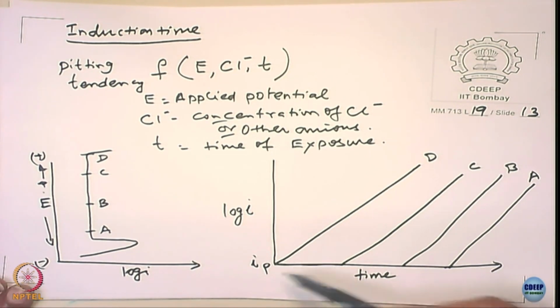So what does it mean? If you hold it at D, the pit starts immediately, it does not take more time. If you reduce the potential, it takes a longer time, and so on for B and A. Which means the chances of metal pitting in an environment depend not only on the potential, but also on the time factor. So this is something you should be looking at.